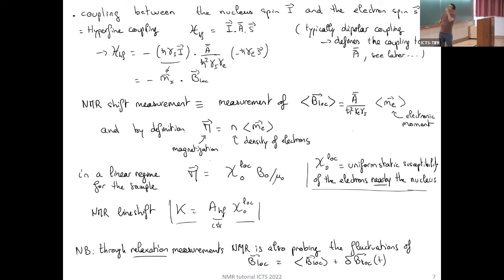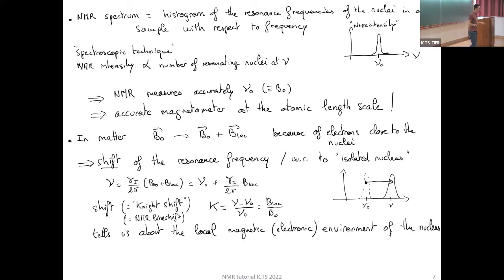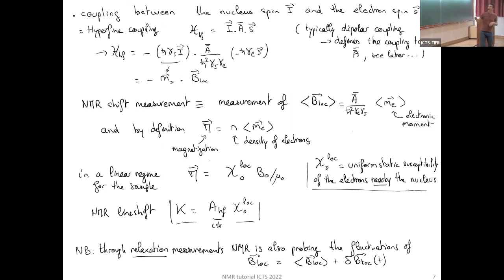So now, where does this local field come from? I told you it's because you have an electron close to your nucleus, but let's go a bit more into the details. What happens is that you have your nuclear spin and somewhere an unpaired electron spin. If they're close enough, they will interact, typically by dipolar coupling, and that will give a local field at the nuclear site. So let's work that out. That is what is called the hyperfine coupling, a coupling of the nuclear spin and the electron spin.